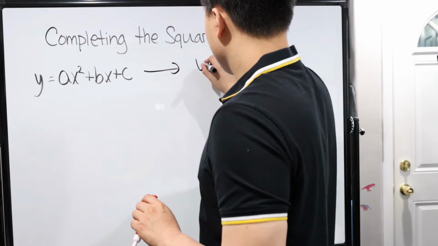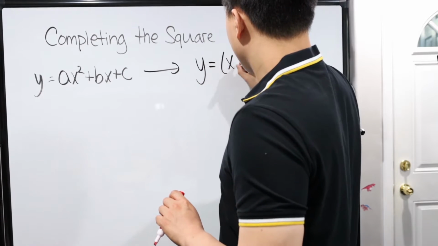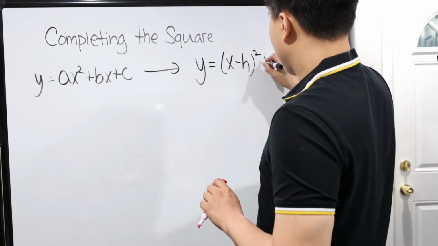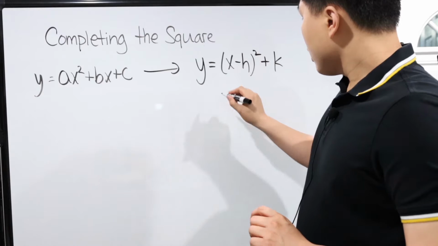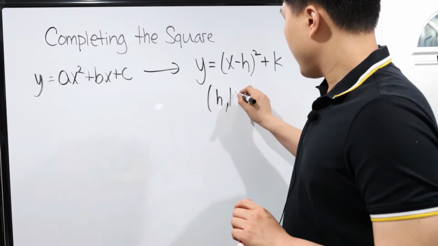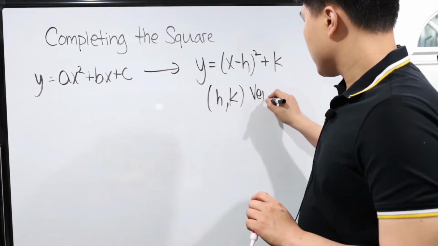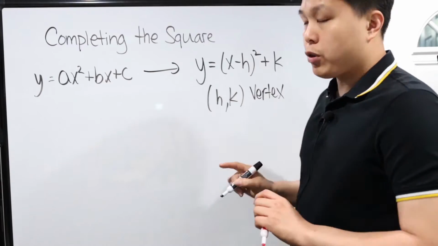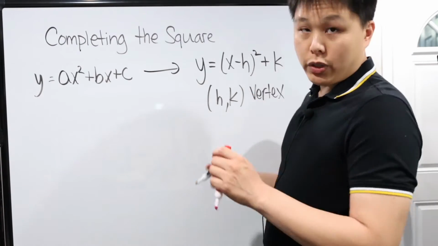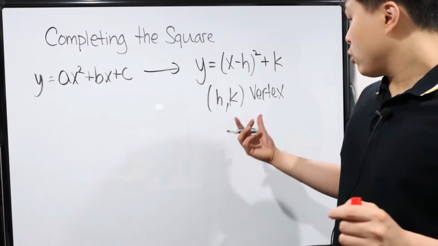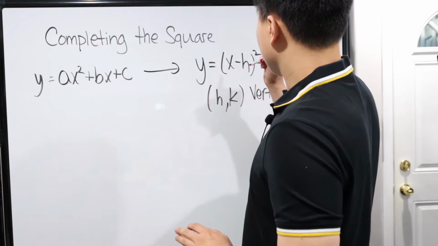Once we change it, it's going to look like this. Y equals x minus h squared plus k. Our h and k is going to be the vertex of the quadratic equation. Now, you guys can guess, if it gives us a special point, this is basically called vertex form.